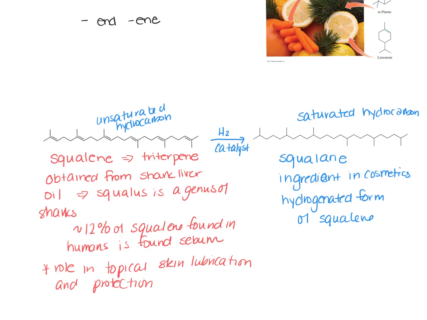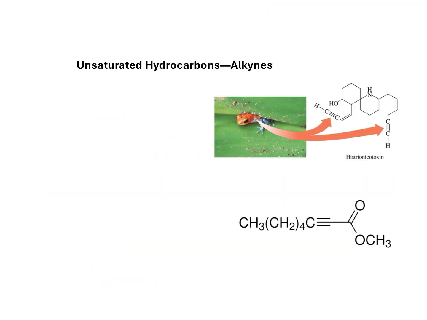Another unsaturated hydrocarbon is an alkyne. Alkynes are not used or seen quite as frequently in nature. So they're a C triple bond C. That's what an alkyne is. They generally, if you're looking at the name, it ends in YNE.